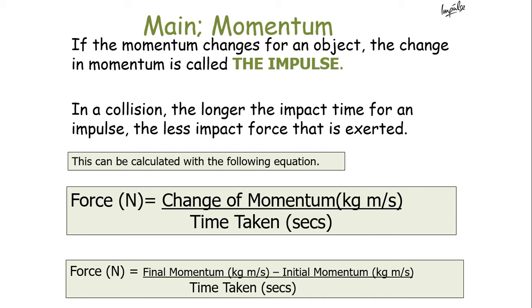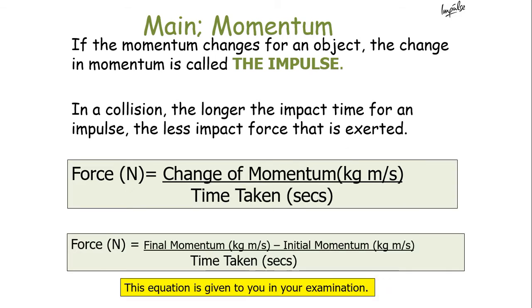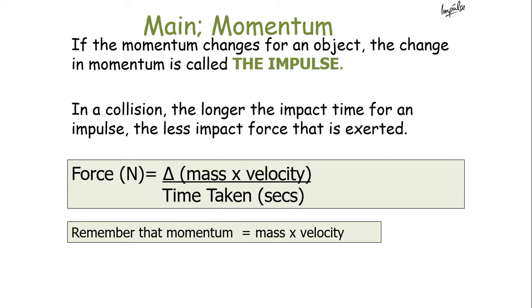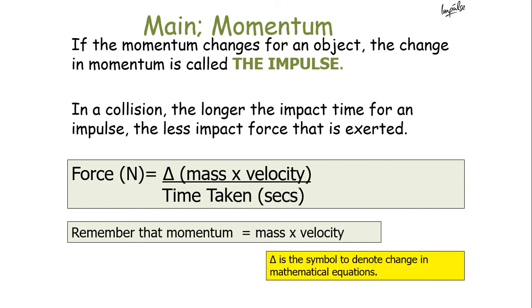You can also write the change in momentum as the final momentum minus the initial momentum. It's important to note that you are given this equation in your examination, so you're not expected to memorize it, you're only expected to use it. Also remember, we've learned before that momentum is equal to mass times velocity, so we can say that the impact force, the resultant force, is equal to the change in mass times velocity over the time taken. Remember that the symbol delta, the triangle, is the one we use to denote change in mathematical equations.